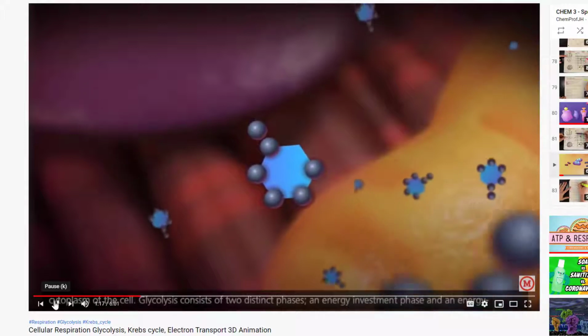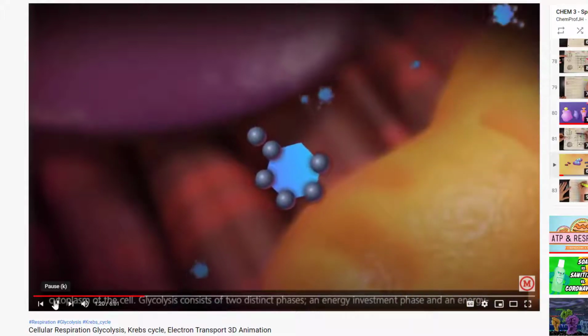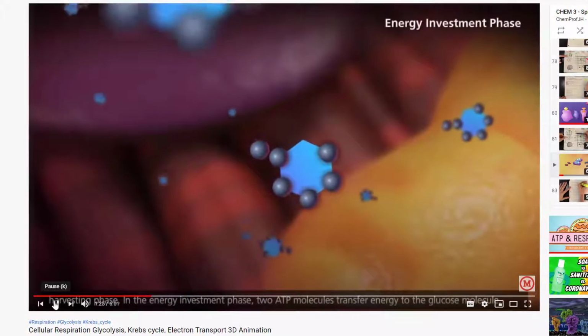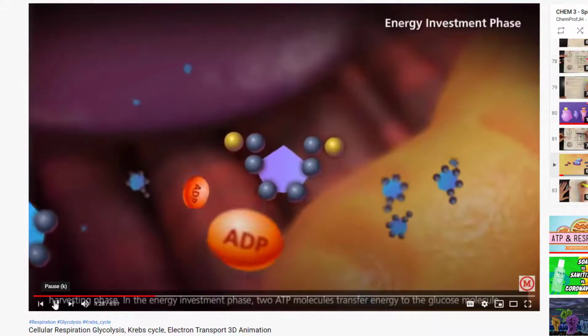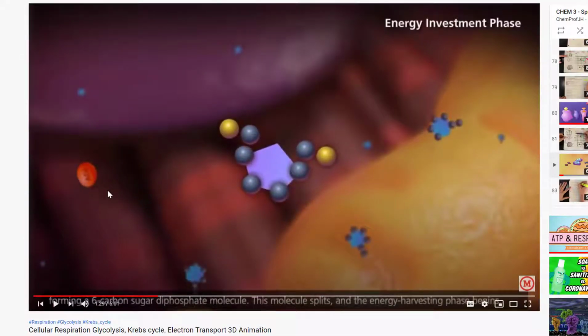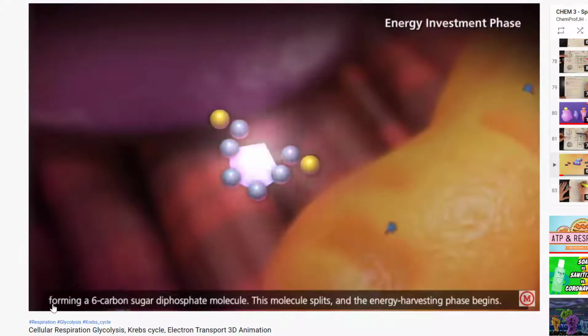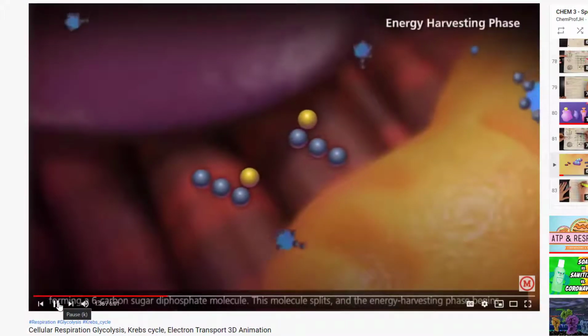Glycolysis consists of 2 distinct phases, an energy investment phase and an energy harvesting phase. In the energy investment phase, 2 ATP molecules transfer energy to the glucose molecule. So notice those were ATPs that came in and then they left as ADPs here. So these are phosphate groups that just got added on to glucose, and we saw those on paper when we did the glycolysis pathway. So this is kind of the particle version of what we did on paper. Forming a 6-carbon sugar diphosphate molecule. This molecule splits, and the energy harvesting phase begins.